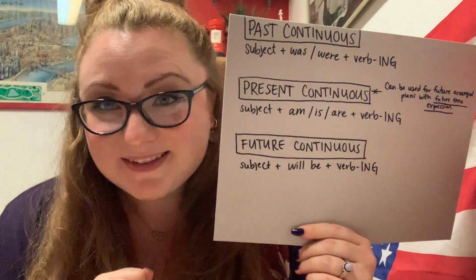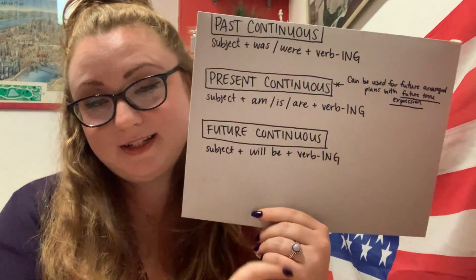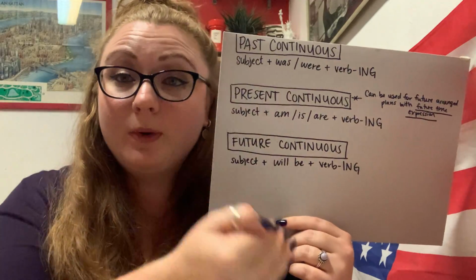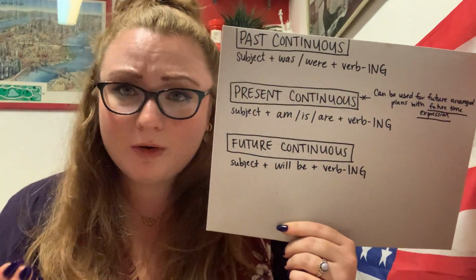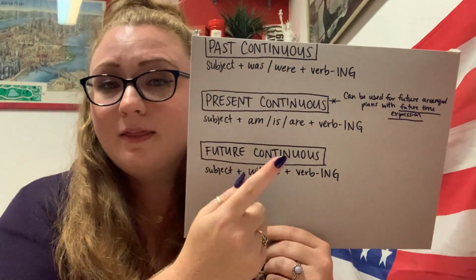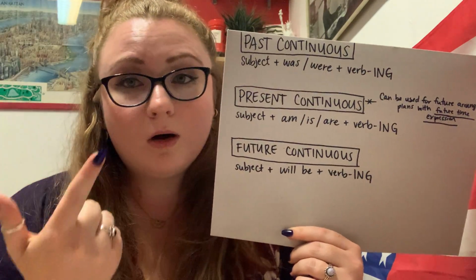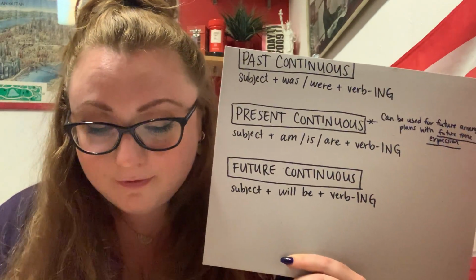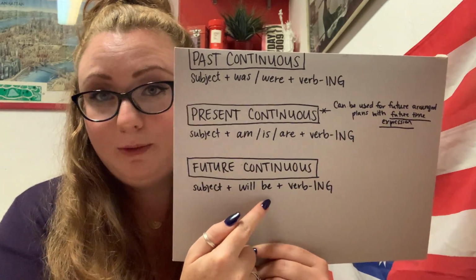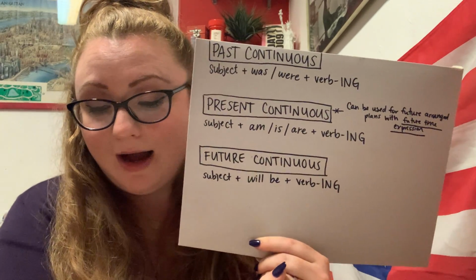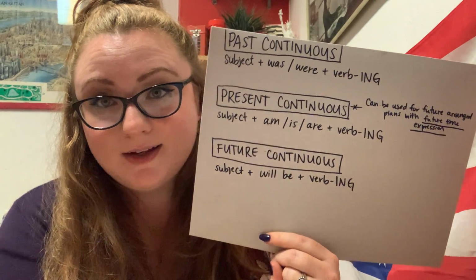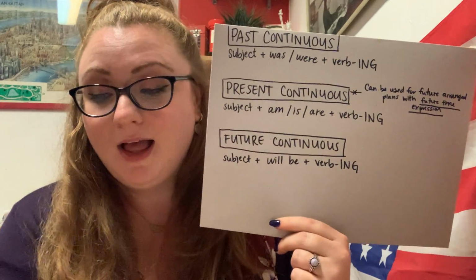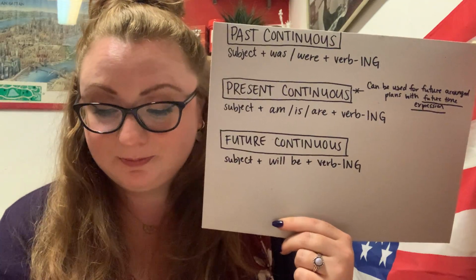Let's spend our last few moments with the future continuous. We use this to talk about an action that will be happening, something that we're fairly sure about in the future. It could be a prediction or a plan. For example, in the future, we will be changing our energy sources.